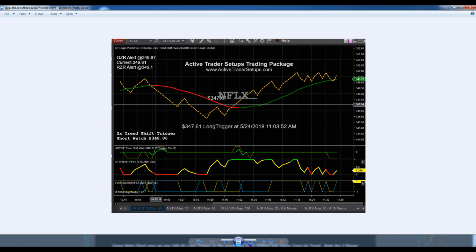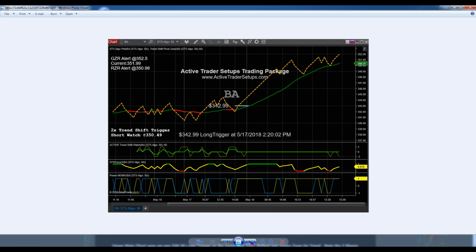Okay, here's your chop chart. Sideways, sideways, sideways. Don't trade this, because this is called the trend shift pivot zone. There's no trend. It's chop. If you can't visibly look at the chart and see an upward momentum like this, where you could draw a trend line and it's a significant trend, you're going to shift. Don't take the trade.